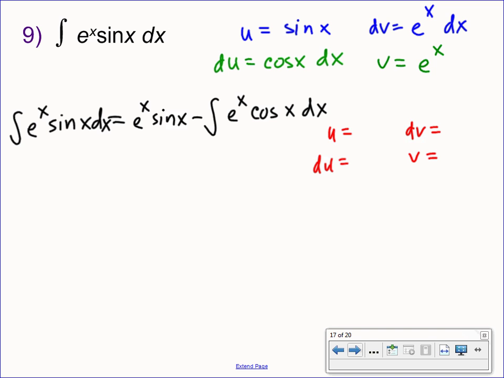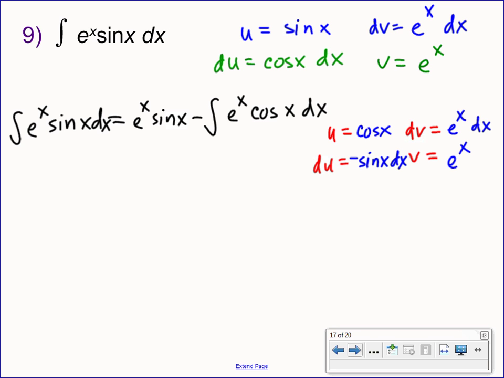Well, still trigonometric beats out exponential for u assignment, so that would be cosine of x. So dv then would be e to the x dx. Cosine of x differentiates to opposite sine of x dx. Is that right? Yeah. And e to the x integrates to e to the x.